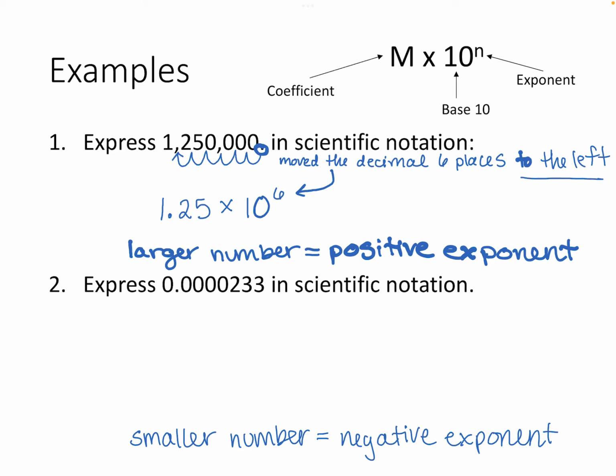All right. So again, we're going to move that decimal point over until we hit a number in between 1 and 10 or equal to 1 for the coefficient. So we have to move this once, twice, 3 times, 4, 5 times, right? So our coefficient is 2.33, and then we're going to multiply by 10, and our exponent is equal to how many times we moved that decimal point. So we moved it 1, 2, 3, 4, 5. But remember, this is a smaller number, so it's actually going to be negative 5.